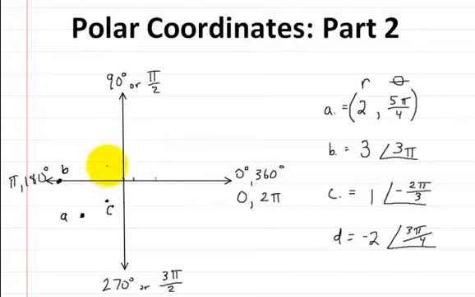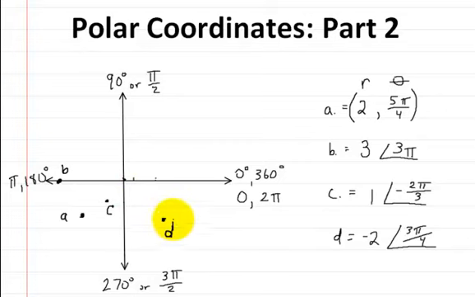Now, it turns out that the radius is negative 2. Normally we'd come from the origin out 2, but since it's a negative 2, we're actually going to go from the origin out this way. So I think that's about 2 right there. And this would be D.